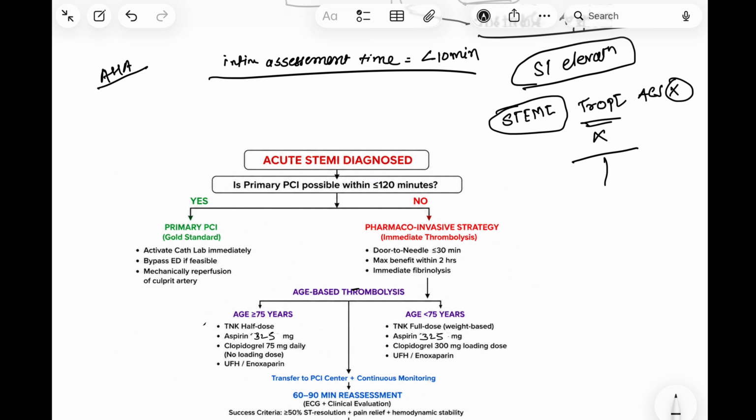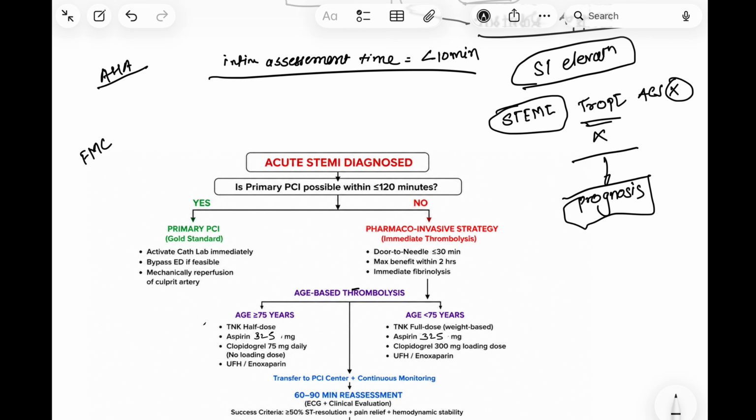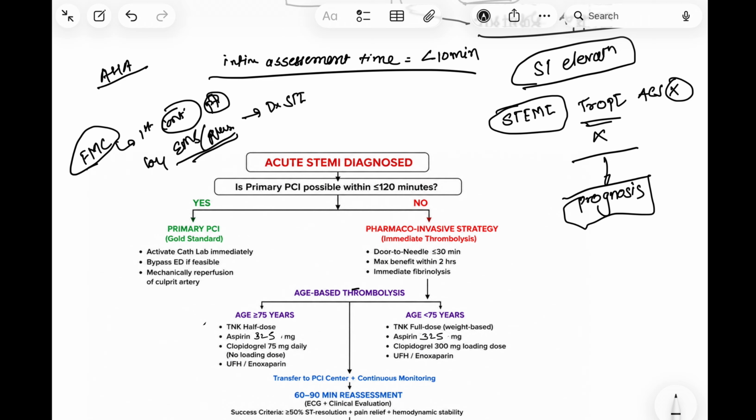Why? Because it gives the prognosis. The more the level of this troponin increases, the poorer the prognosis, right? So troponin we usually do for the prognosis. To go further, I would like you to understand two terminologies. The first one is the first medical contact. Now, what do you mean by first medical contact? It is the first contact with the patient by any EMS or nursing staff who are capable of diagnosing STEMI.